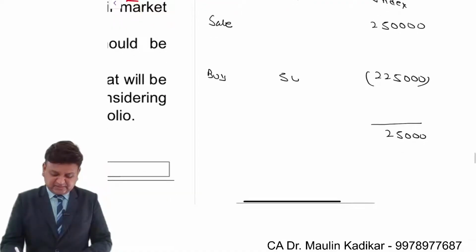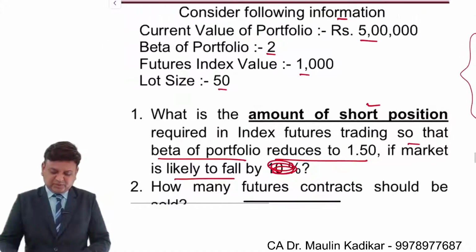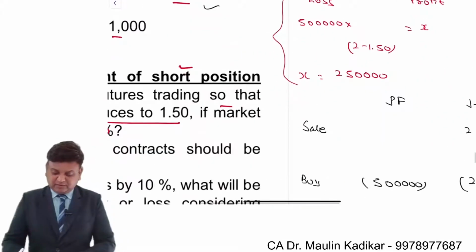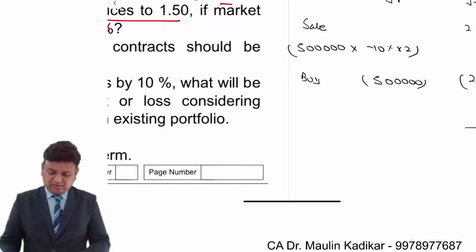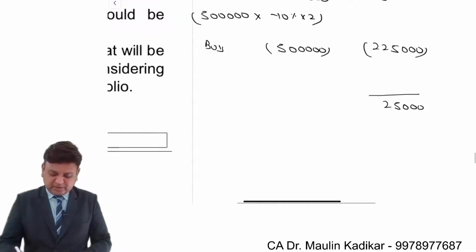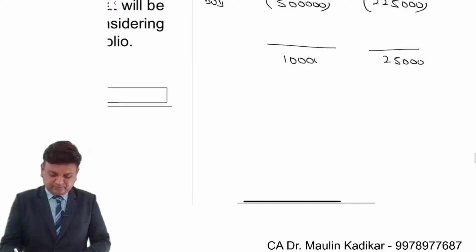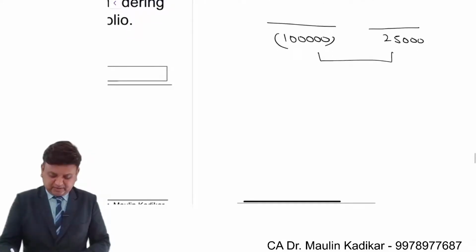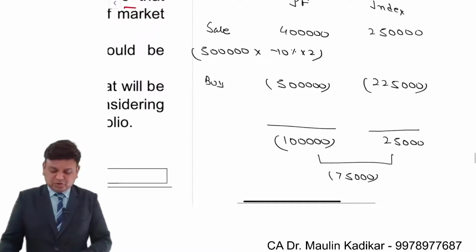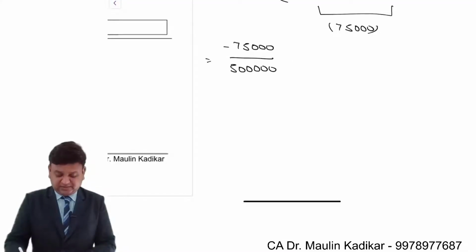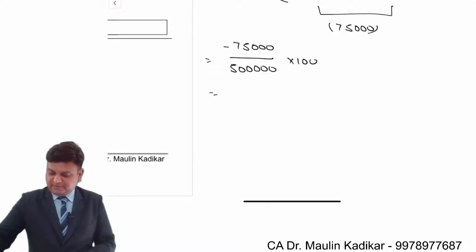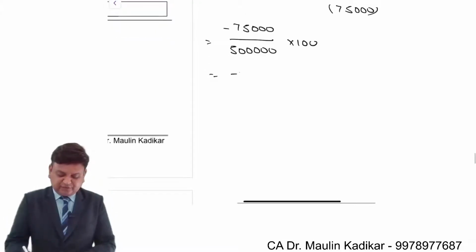The value of my portfolio was 5 lakhs, the long position in the spot market. The market is falling down, so my portfolio will also fall down: 5 lakhs into negative 10% into 2. It will reduce by 20%, so it will reduce to 4 lakhs. So I am incurring a loss of 1 lakh. Overall there is a loss of 75,000. So on my existing portfolio, I incur a loss of 75,000. My portfolio was having a value of 5 lakhs. So the loss which I am incurring is 75,000 divided by 5 lakhs into 100, so it is negative 15%.